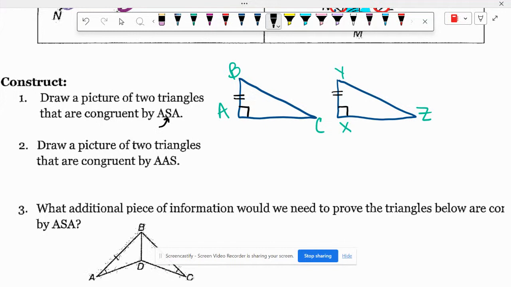So now I'm missing the next angle. What angles have to be marked congruent to complete this? Angle and angle. So now I have angle, side, angle, angle, side, angle. Let's draw two more right triangles to do the next one. So set it up the same exact way.